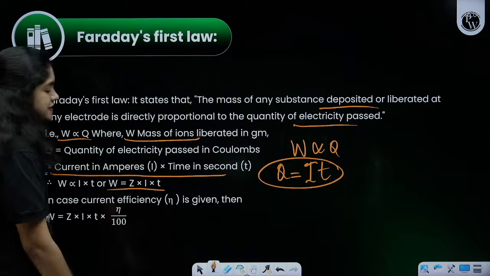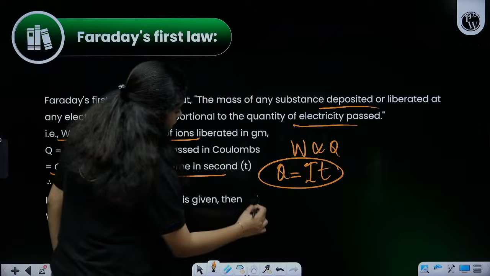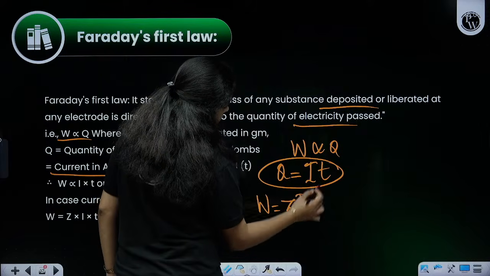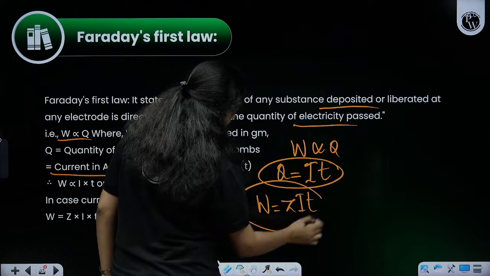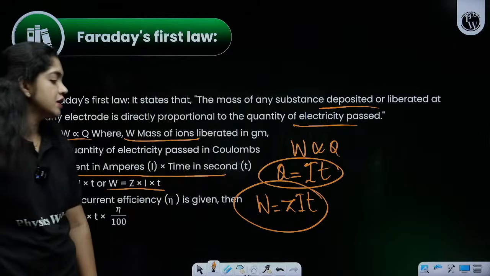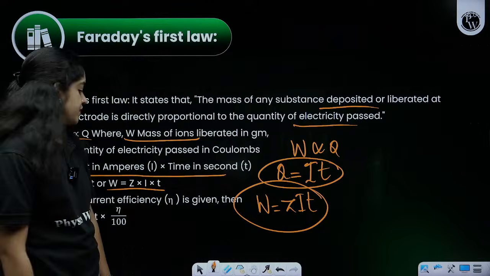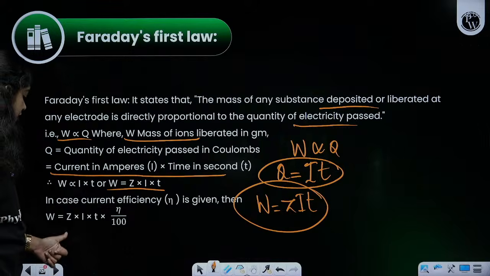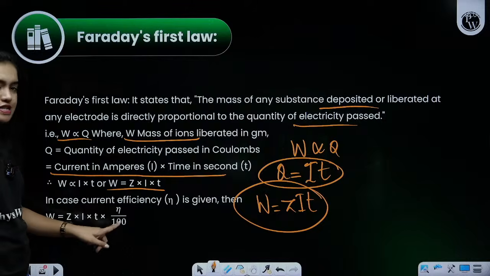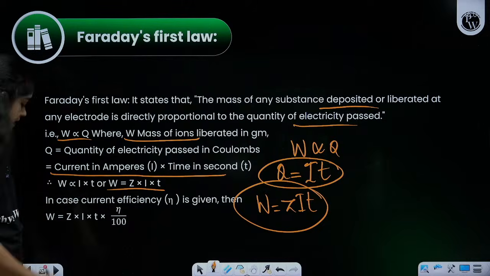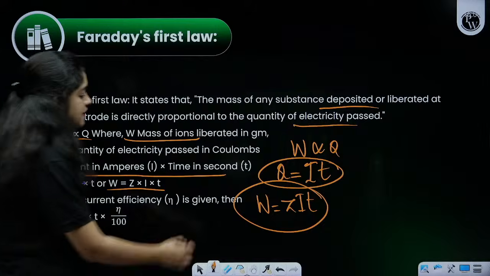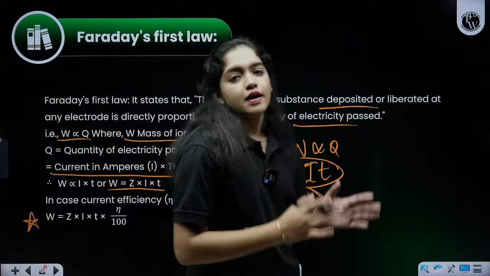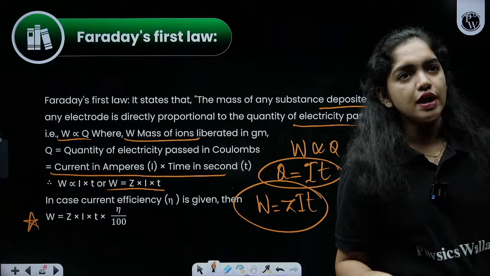So what will be the change in the equation? W equal to Z I T. Remove the proportionality using the constant Z. Then Q is what? I T. So this is the final equation for the first law. Very important equation. W equal to Z I T. And in case of current efficiency eta, we can write the equation as W equal to Z I T into eta by 100 for the current efficiency. Note this equation also, but this is the main equation. W equal to Z I T, where Z is the proportionality constant, I is the current, and T is the time in second. Okay. Is that clear?